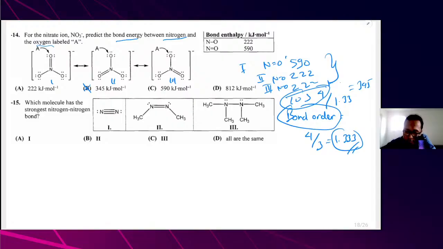So remember, I already got the answer, because this one has a triple bond. Bond strength increases with bond order. So triple bond is the strongest one. So the answer will be A. It's very simple. Number 15, the answer will be A.